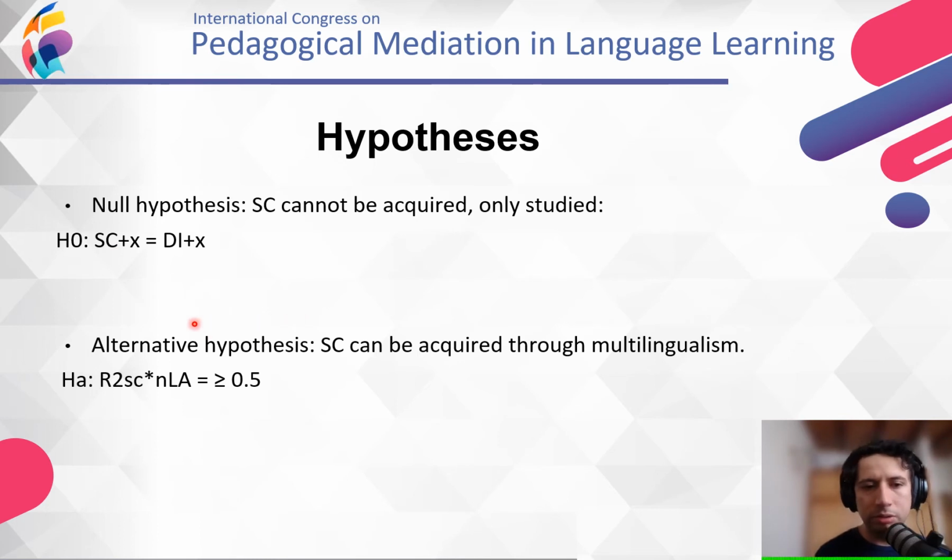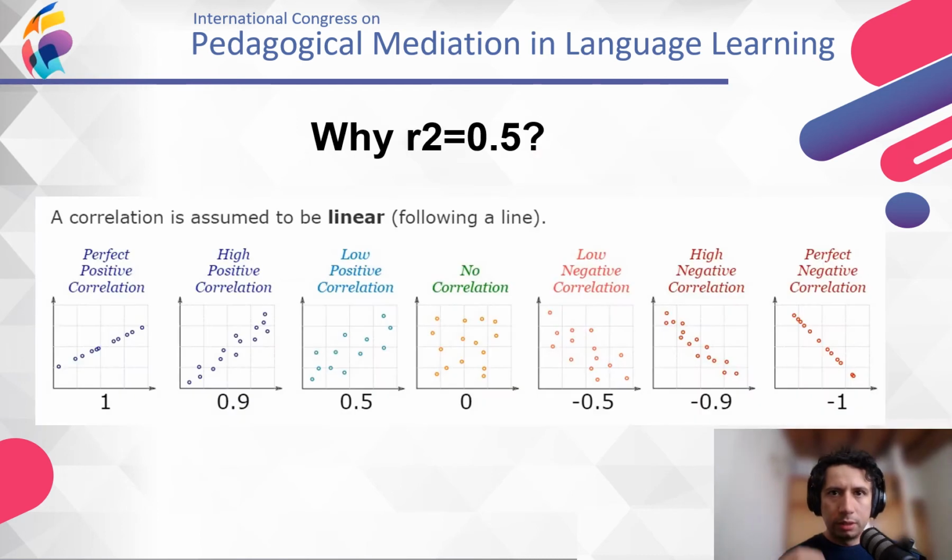So I propose this alternative hypothesis, and that is that the sociopragmatic competence can be acquired through multilingualism. So this is exemplified as the linear regression between the sociopragmatic competence and the number of languages you speak is going to raise values that are above or equal to 0.5. And let me show you why. Let me explain why 0.5.